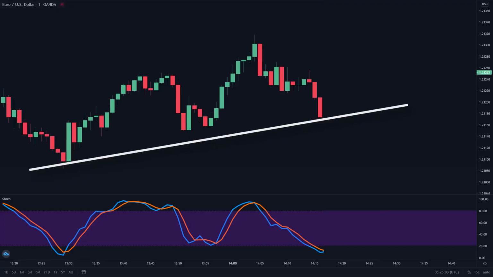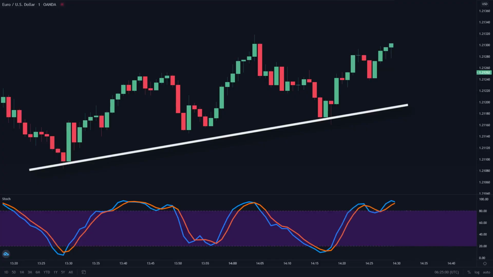And at this point, notice that the stochastics is at the oversold level. And so you want to utilize the stochastics to help us confirm the continuation pattern by waiting for it to cross back inside the oversold level. Once the pattern was confirmed, you take a buy position.